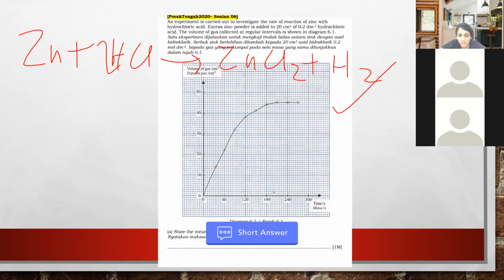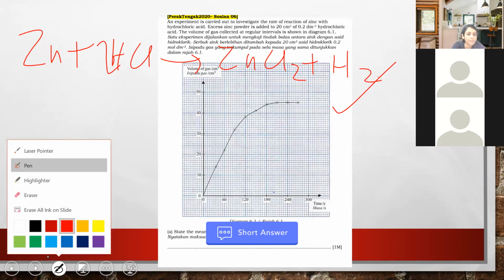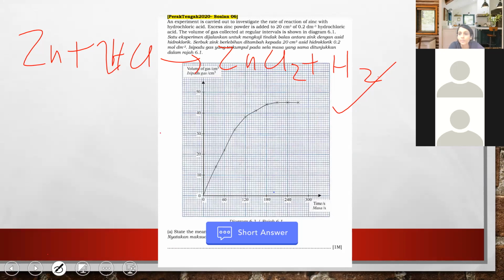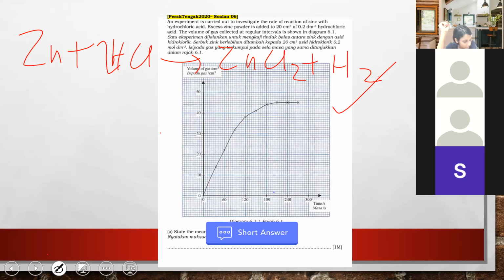Now the first question here is to state the meaning of rate of reaction. Teacher did it already with you a few weeks ago. What is the meaning of rate of reaction? My pen is not working, so I'm going to use my finger to write. What's the meaning of rate of reaction? The measurement of change in quantity of reactant or product per unit time.